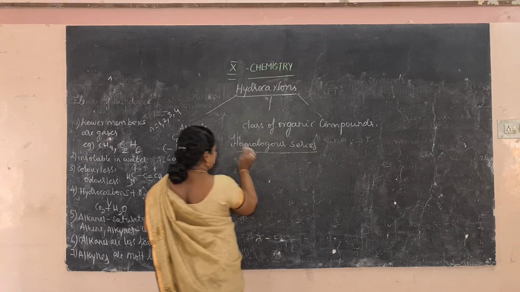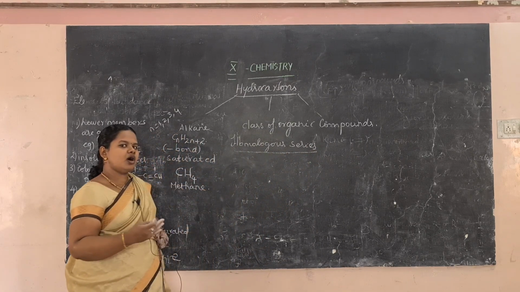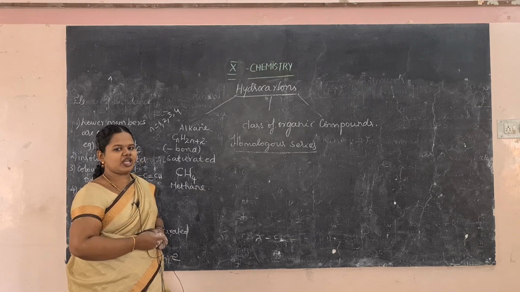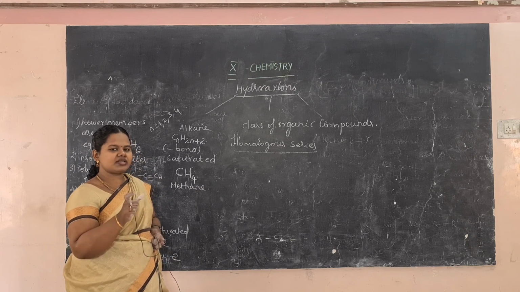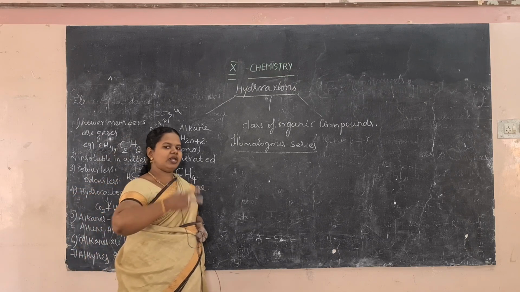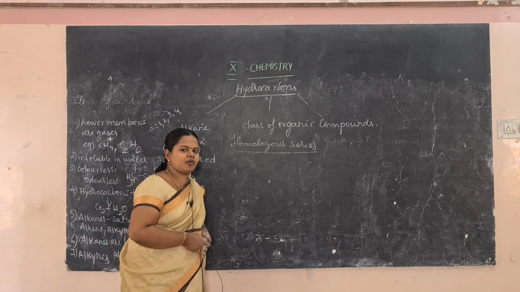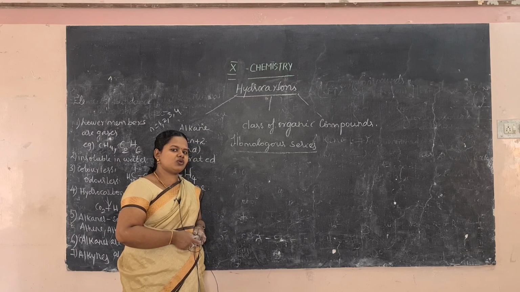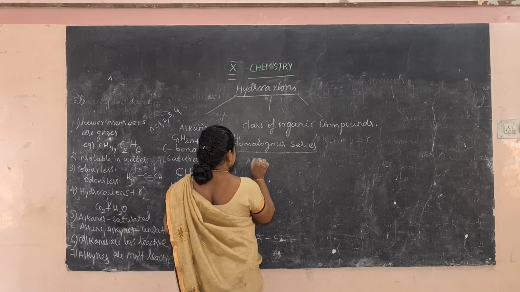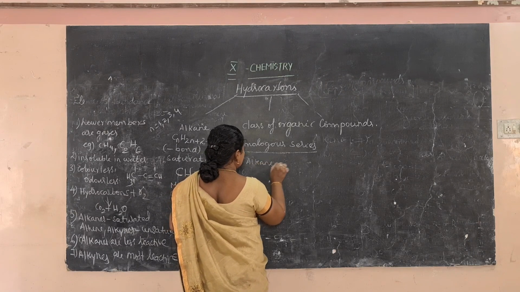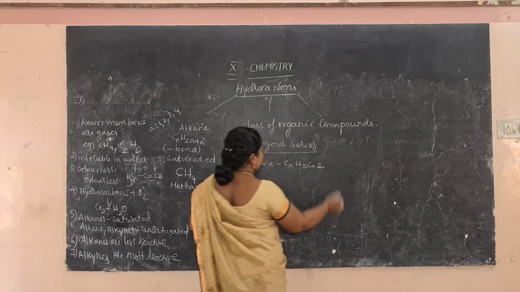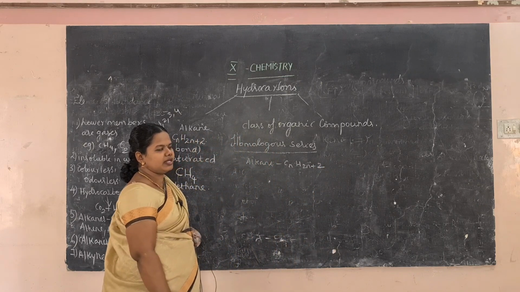So here, a homologous series is a series or a group of organic compounds having similar physical and chemical properties. Homologous series, you can think of it as a group or class of organic compounds, like a family. If they have the same chemical and physical properties, that is known as a homologous series. For example, we'll take alkane. The alkane general formula, you know, is CnH2n+2.